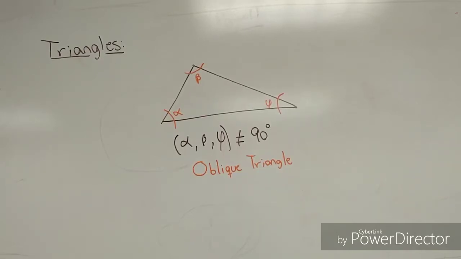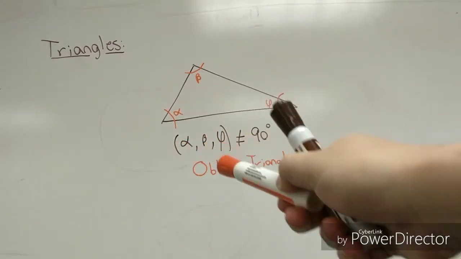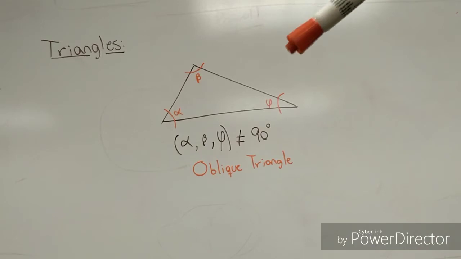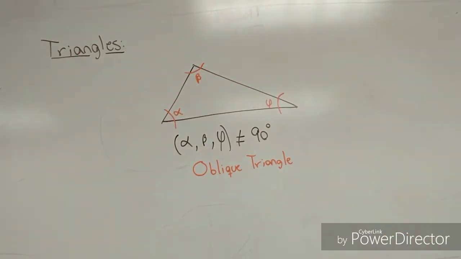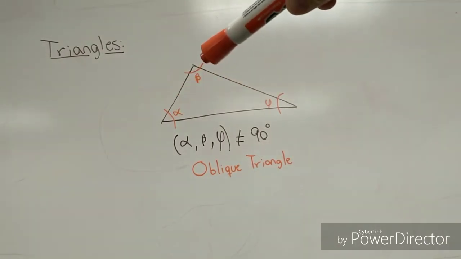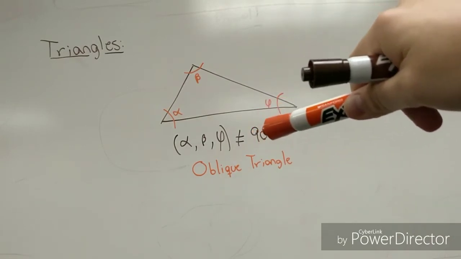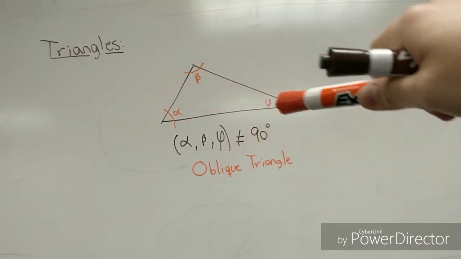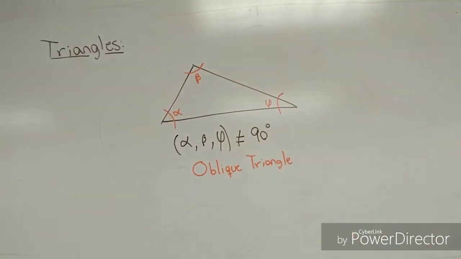Okay, another feature of the triangles, and now we're gonna talk a little bit about internal angles. So we're gonna just use Greek letters to refer to the internal angles. So every time we have a triangle which internal angles are different from 90 degrees, each one of them, then we call this triangle an oblique triangle.